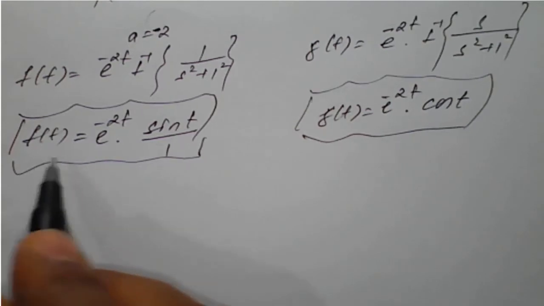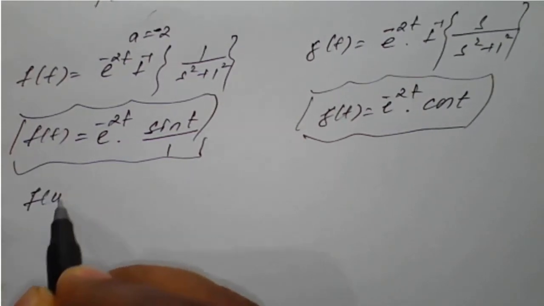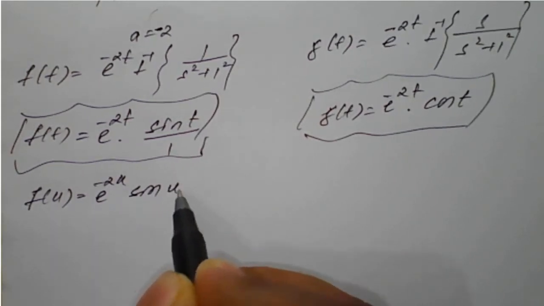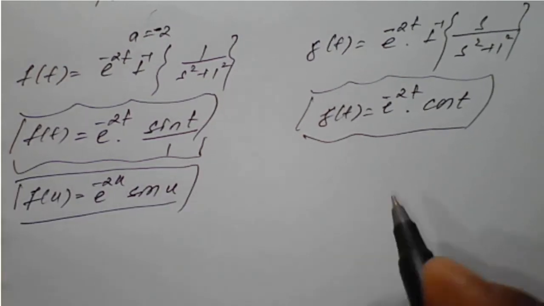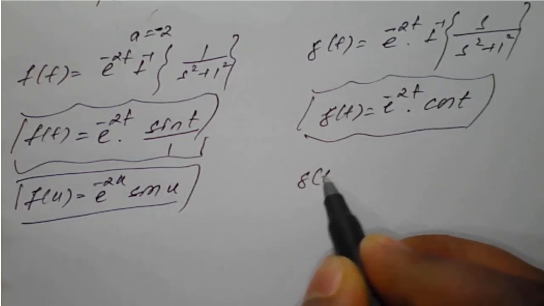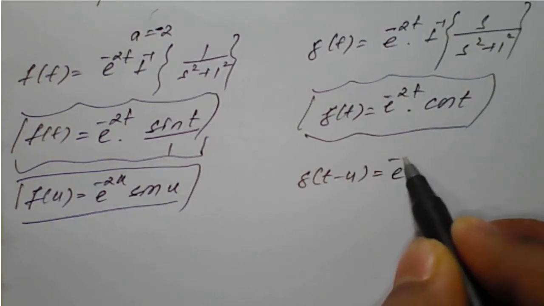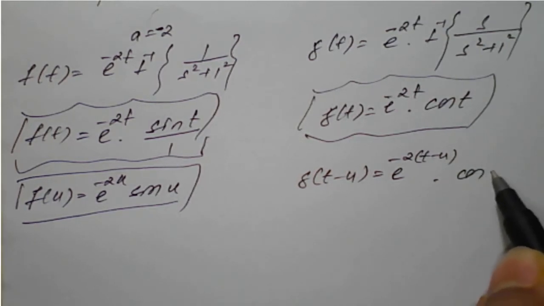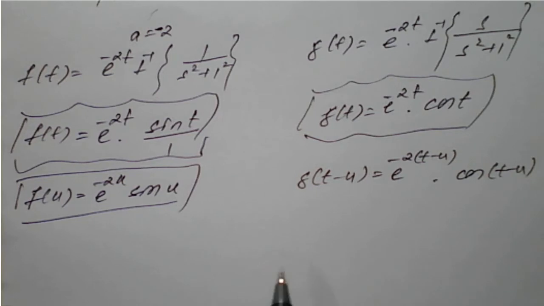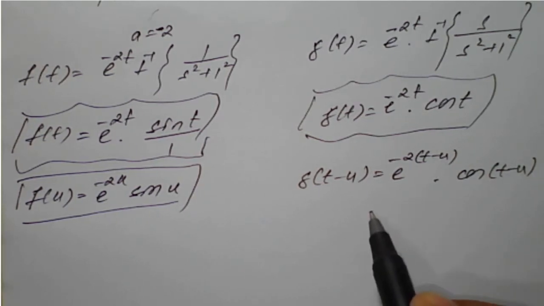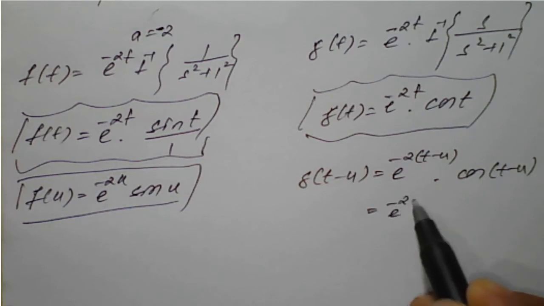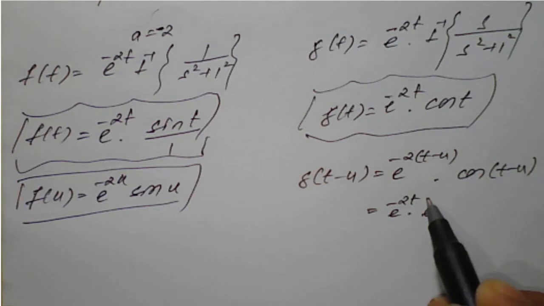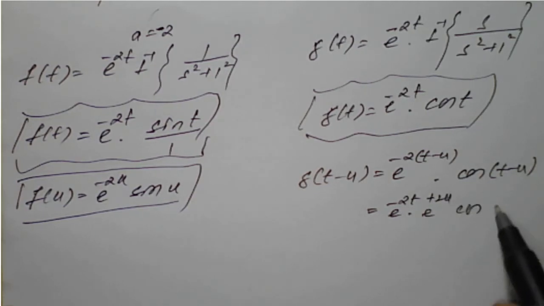In f of t, I will replace t by u: f of u is equal to e raised to minus 2u into sine of u, to apply in the convolution theorem. And g of t minus u is equal to e raised to minus 2 times t minus u into cos of t minus u. Or I can say that this above is nothing but e raised to minus 2t into e raised to plus 2u into cos of t minus u.